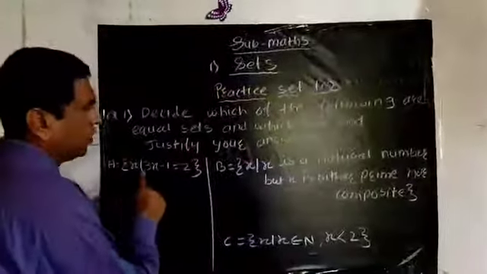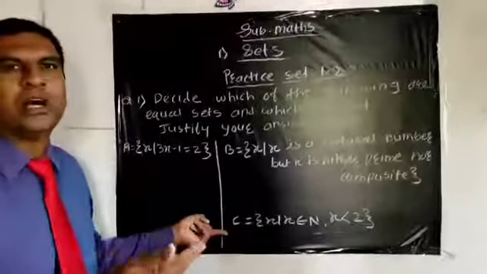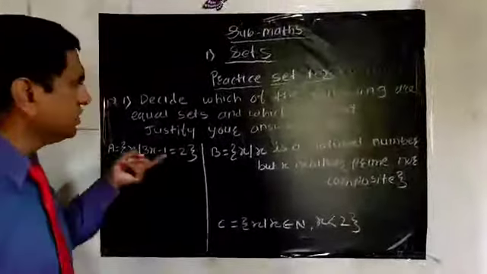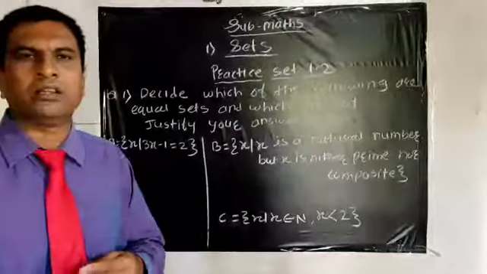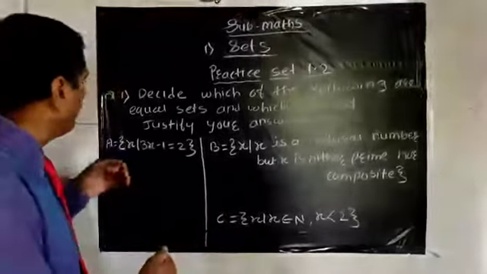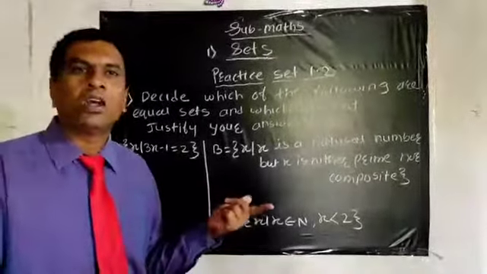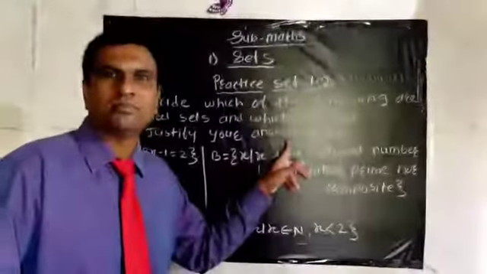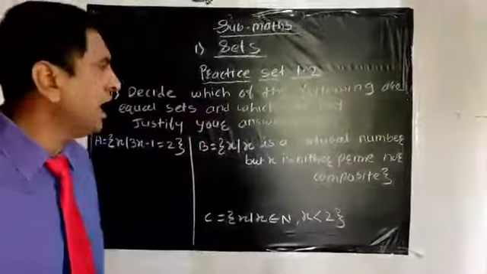Then these rule method sets, first we want to convert into the listing method, and only when we convert these rule method sets into the listing method can we tell whether these sets are equal or not. And next, what they ask: justify your answer. Whatever your answer is, you just justify this answer.